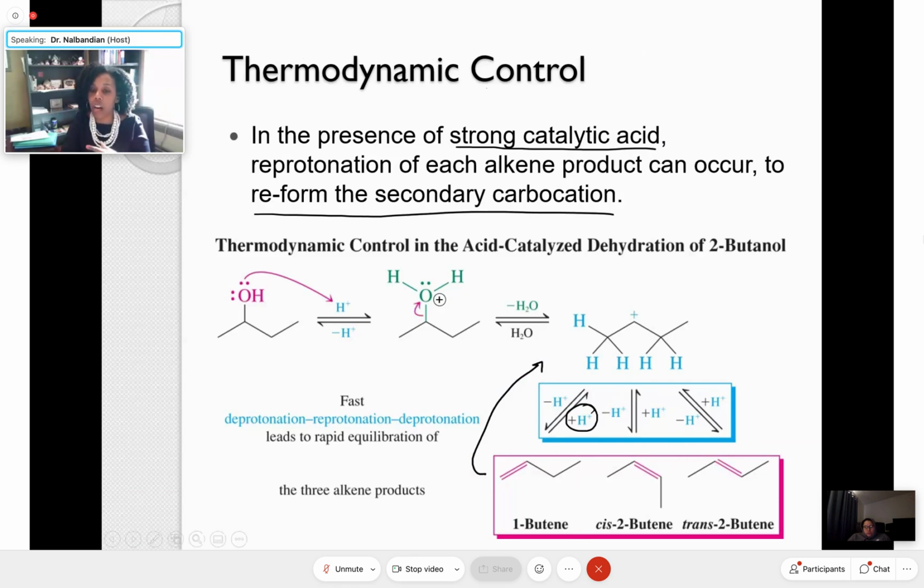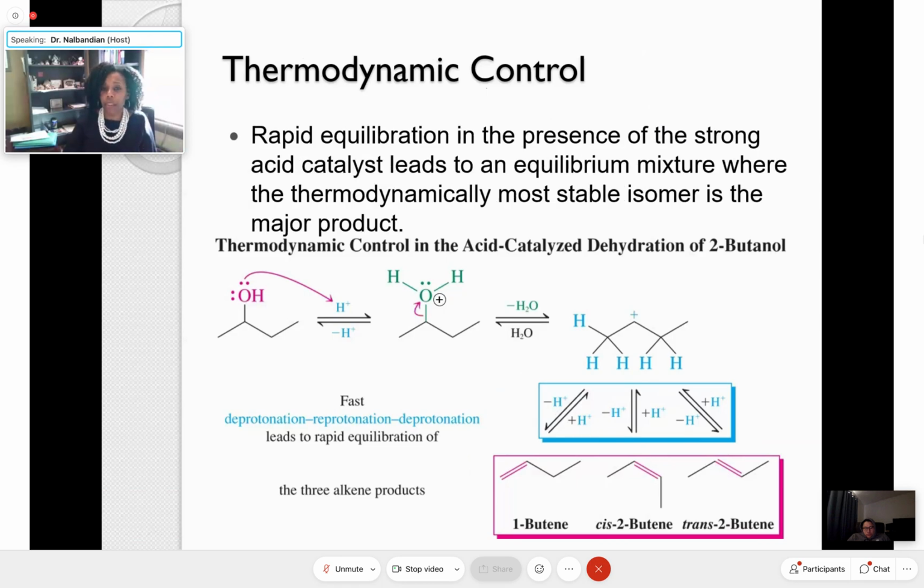So we've let this go longer. Initially, 1 to 1 to 1, but as time goes on, we're going to go from the alkene back to the carbocation because it's reversible. And so we get this rapid equilibration. We're going from our carbocation to the alkene, and then from our alkene back to the carbocation, over and over again, as we are protonating and deprotonating and reprotonating.